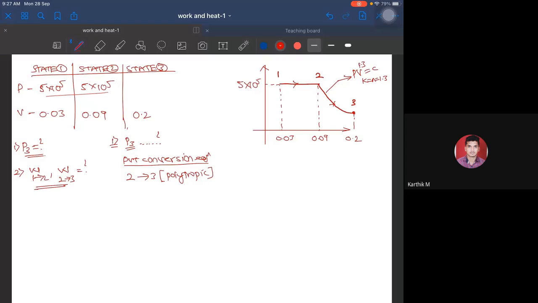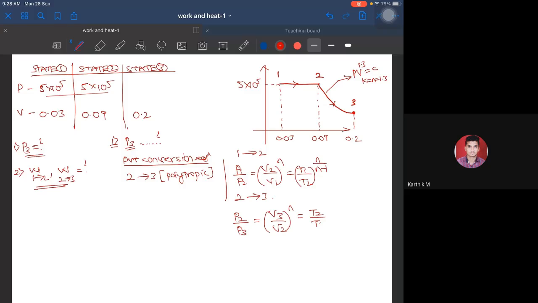If you get confused, just write the basic thing you have known. It is P1 by P2 equals V2 by V1 whole to the power of n, which equals T1 by T2 whole to the power of n divided by n minus 1. That is the formula for process 1 to 2. Now I have to get the formula for process 2 to 3, so just change the things. It is P2 by P3 equals V3 by V2 whole to the power of n, which equals T2 by T3 whole to the power of n divided by n minus 1.